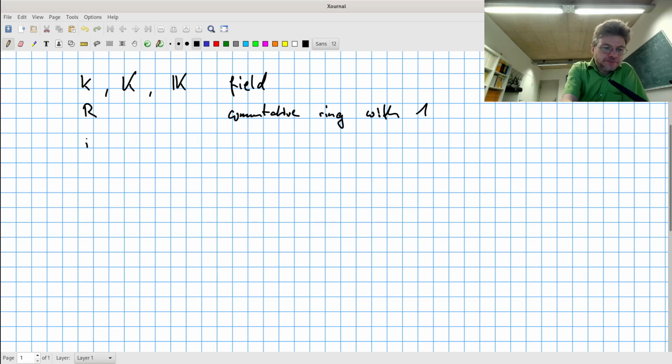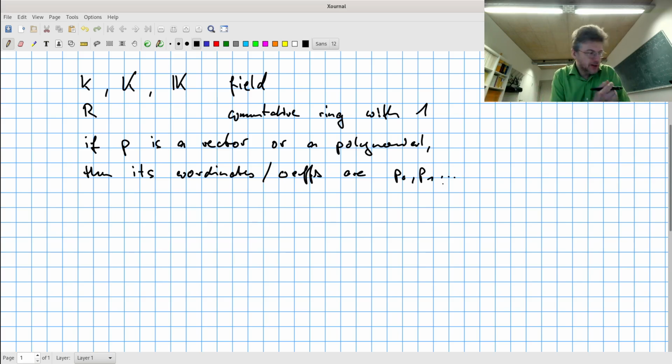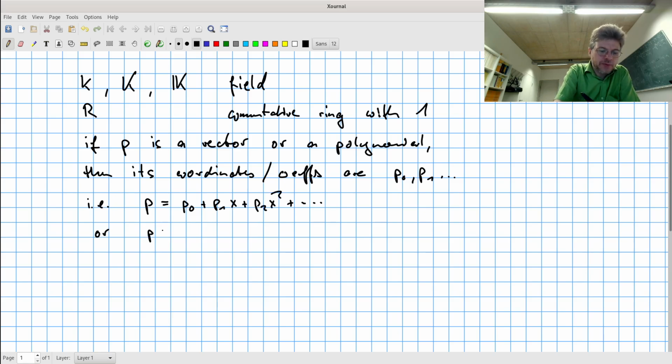So if P is a vector or a polynomial, then its coefficients, or if it's a vector, its coordinates, are denoted P0, P1 up to however long it is. And so that means P is P0 plus P1x plus P2x squared plus and so on, if it's a polynomial, or P equal to (P0, P1, up to Pn minus 1) if it's an element of, let's say, k to the n.